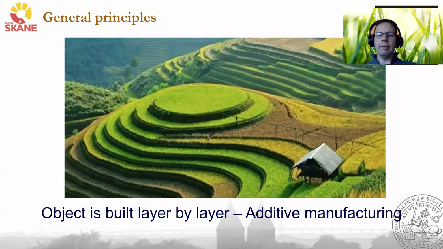The general principle is that the object is built layer by layer. We are adding material in each layer, and actually the correct term for 3D printing is additive manufacturing. In this course, I will be using the term 3D printing, but it's actually a bit sloppy use of the terminology. The height of the layers we are building is typically, say, 0.1 to 0.2 millimeters.